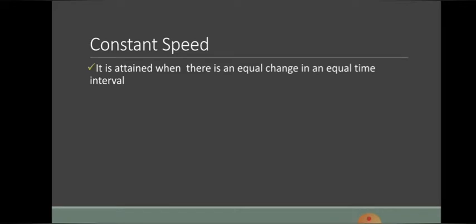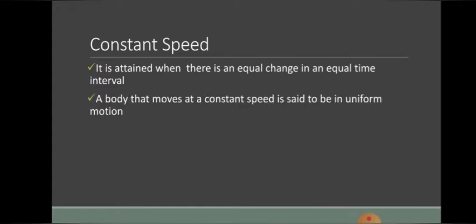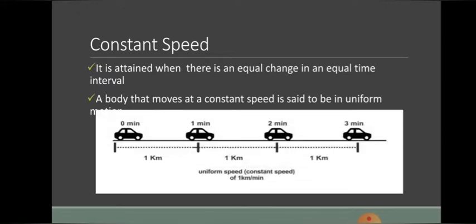Now, there is what we call constant speed. Constant speed is attained when there is an equal change in an equal time interval. A body that moves at a constant speed is said to be in uniform motion, just like this picture. Okay, so take a look at the car. There is only one car in this picture, but it is in different frames.